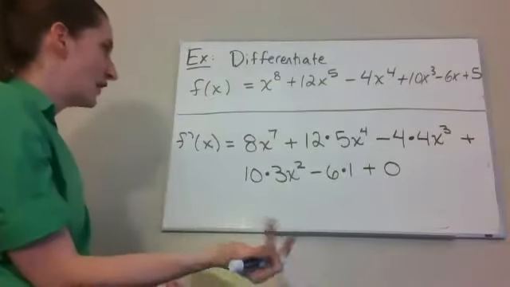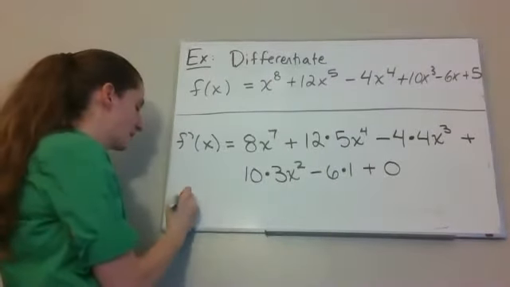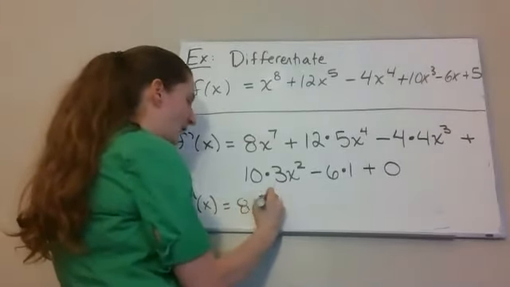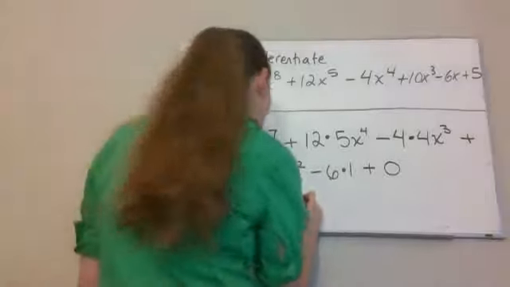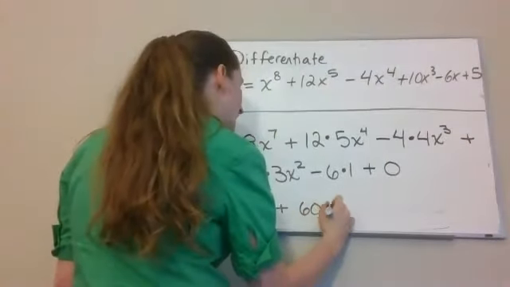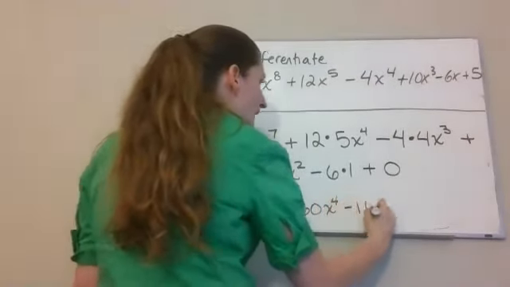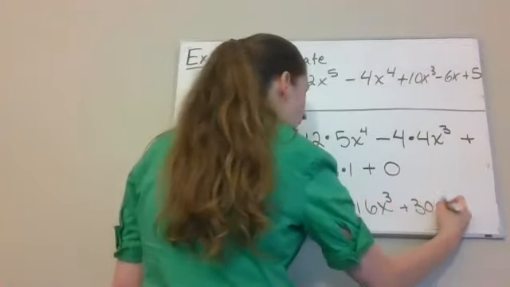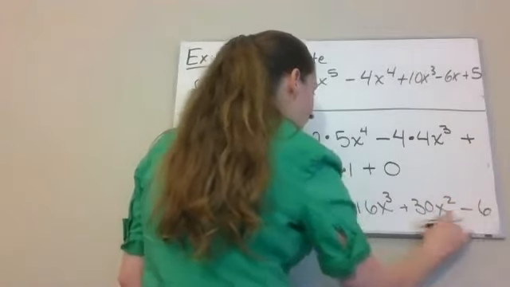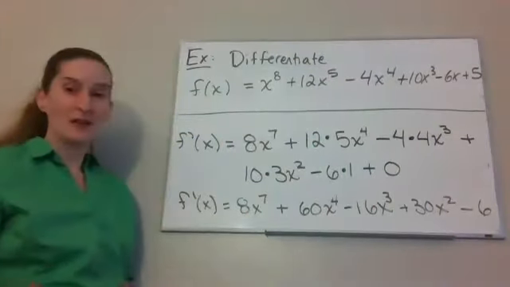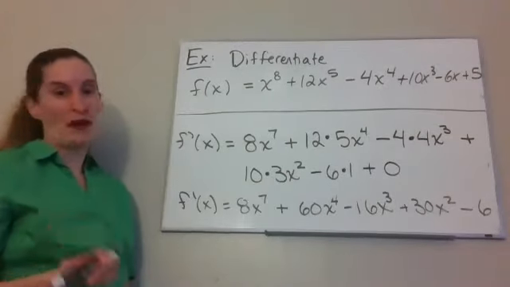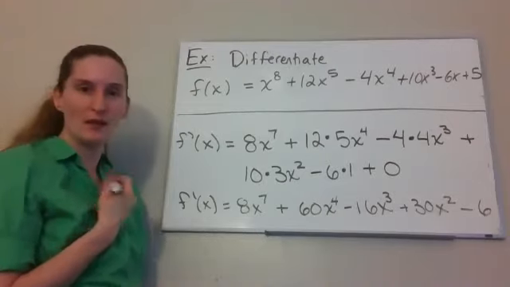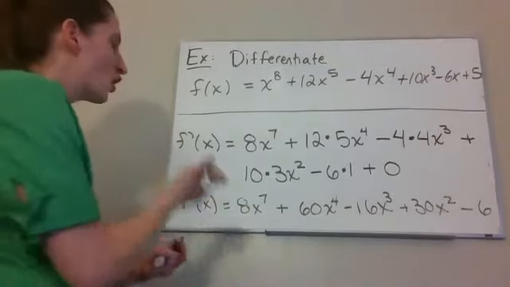So here's my derivative. I just have to simplify it a little bit. And I get 8x to the 7th plus 60x to the 4th minus 16x to the 3rd plus 30x squared minus 6. And that's all there is to it. Not too bad, way, way easier than doing it by the limit definition. I don't even want to do this one by the limit definition. This is so much quicker.